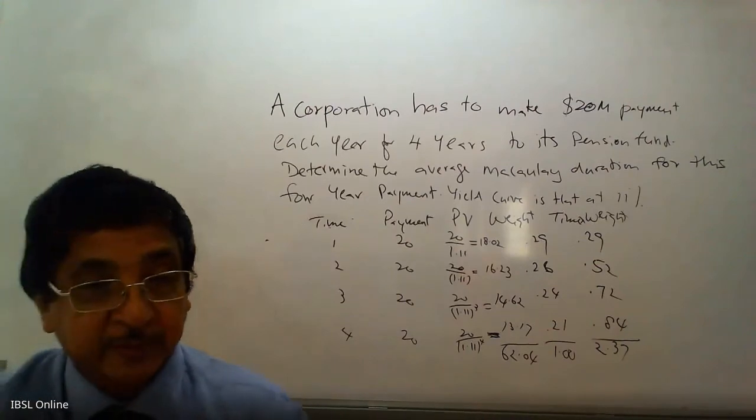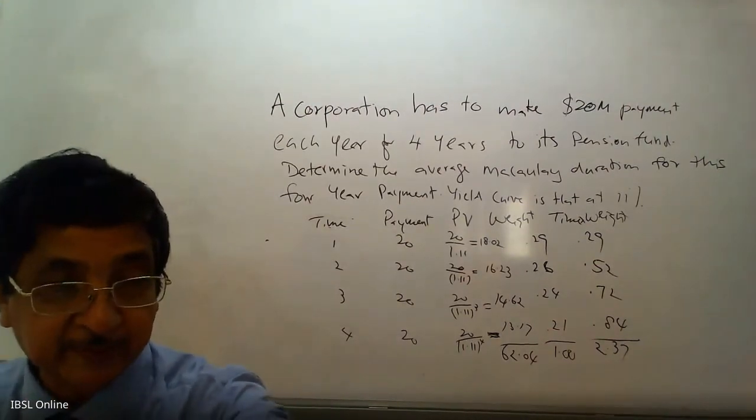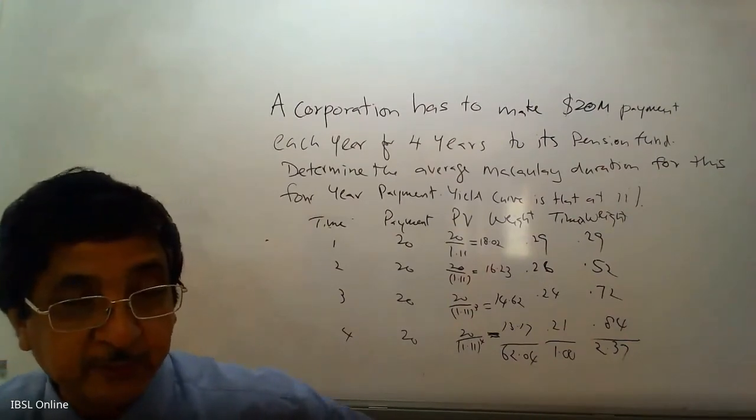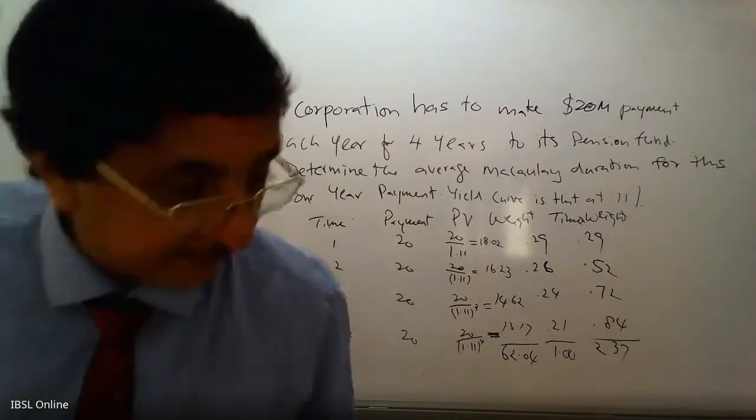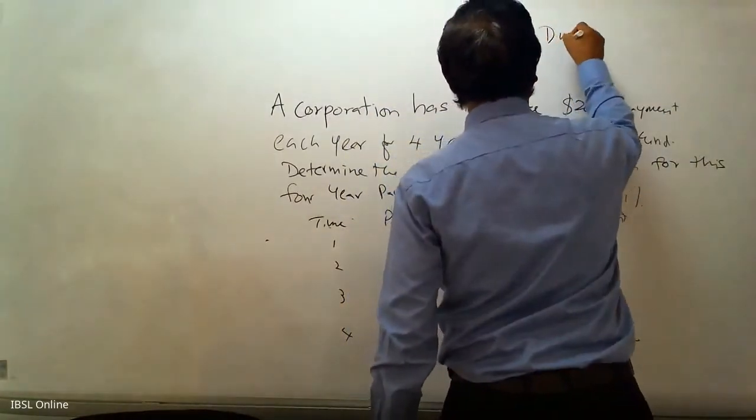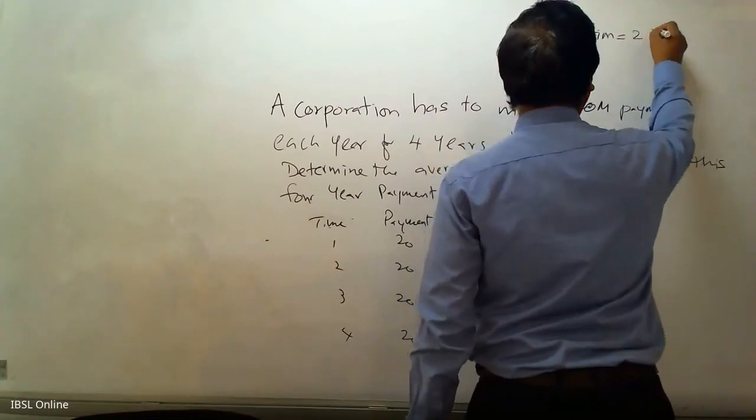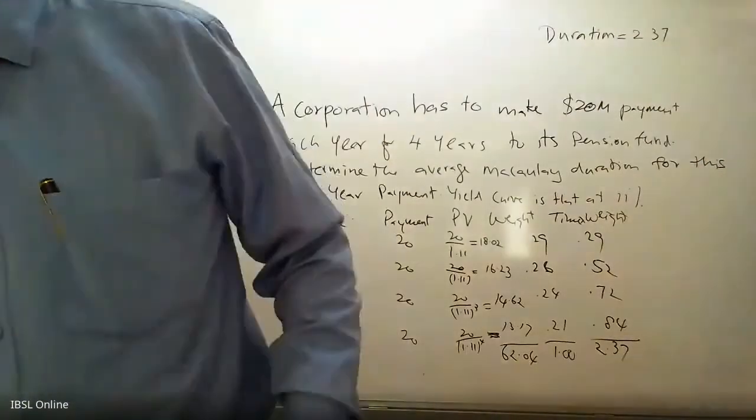So I will put that here. I will erase these workings, and we can use the duration we have calculated, and the duration came as 2.37. So I will put duration as 2.37. For the time being, I will erase these workings.